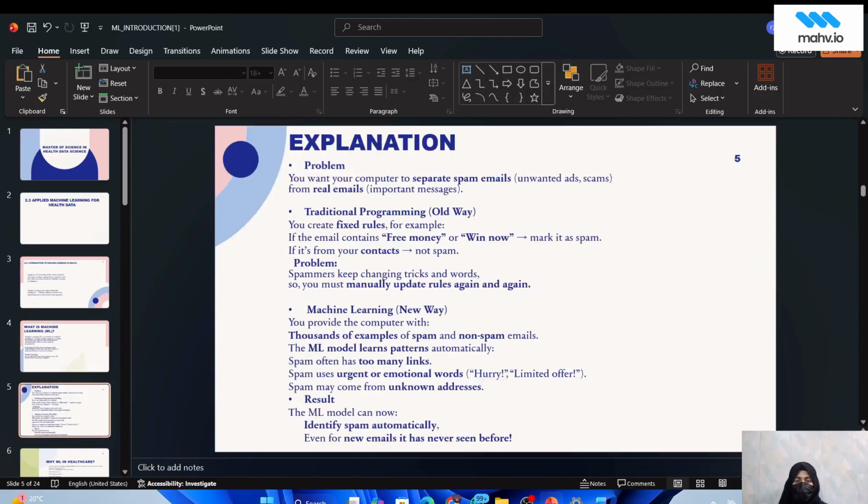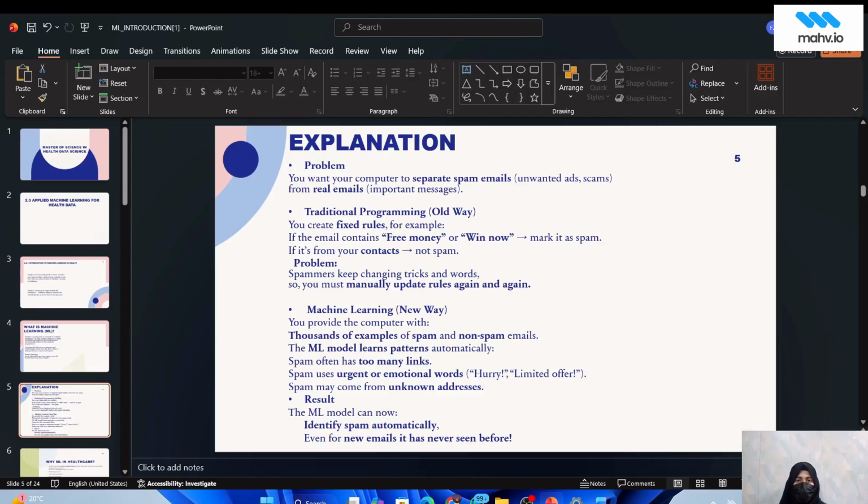Now we will go to the explanation of that definition. So, what is our problem? You want your computer to separate spam emails from real emails. What is the old way? That is traditional programming, where you create fixed rules. For example, if the email contains free money or win now, mark it spam. If it's from your contacts, not spam. But there is an issue. With the passage of time, hackers change their tricks and words, so you must manually update the rules again and again. That's a time-consuming task.